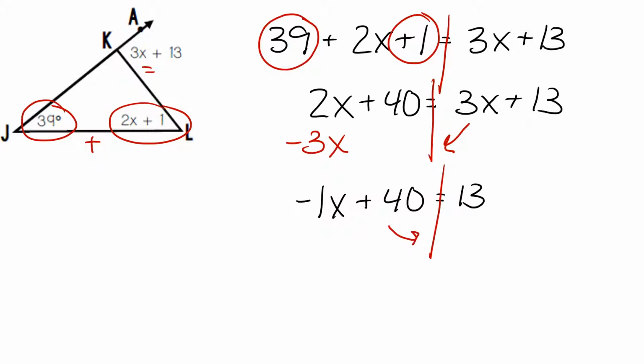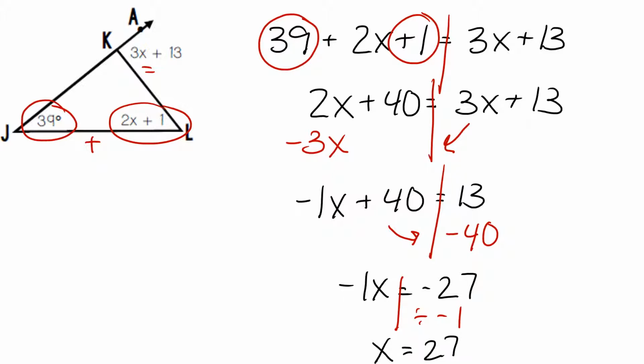Still combining like terms, 40 and 13 are on opposite sides, so we do the opposite operation. Instead of plus 40, we do the opposite. We do a minus 40. 13 minus 40 is going to give us a negative 27. And our last step is to divide. We divide by negative 1. Negative 27 divided by negative 1 is a positive 27.